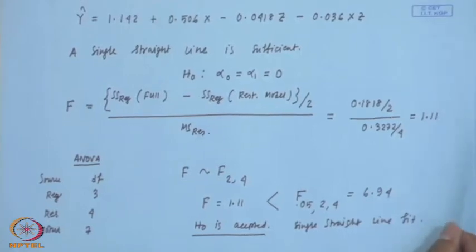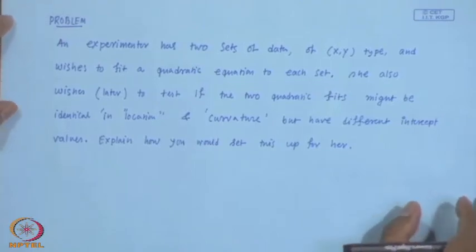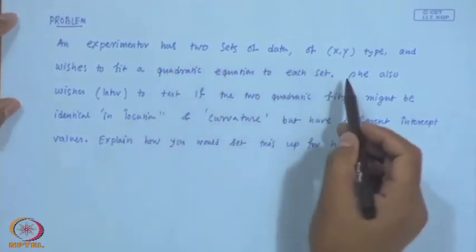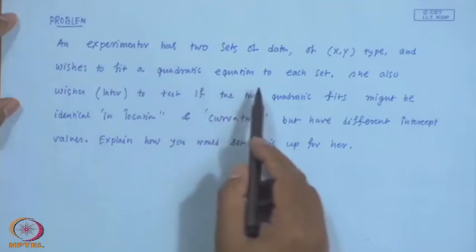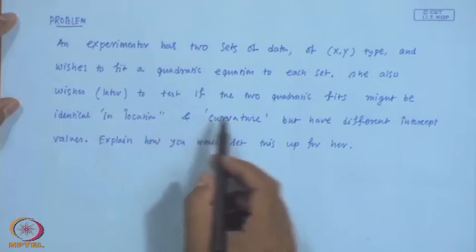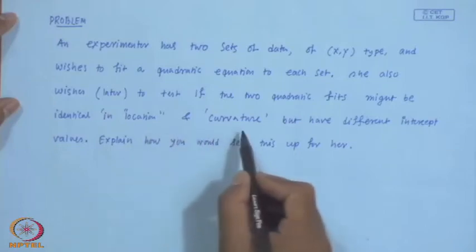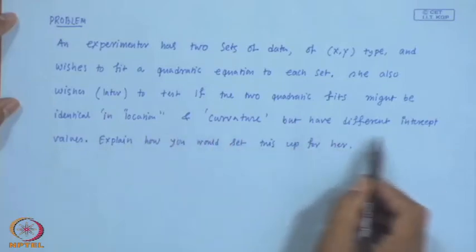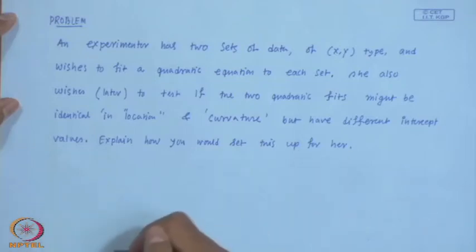And we have another problem involving dummy variables. It says that an experimenter has two sets of data of X-Y type and wishes to fit a quadratic equation to each set. She also wishes to test if the two quadratic fits might be identical in location and curvature, but have different intercept values.